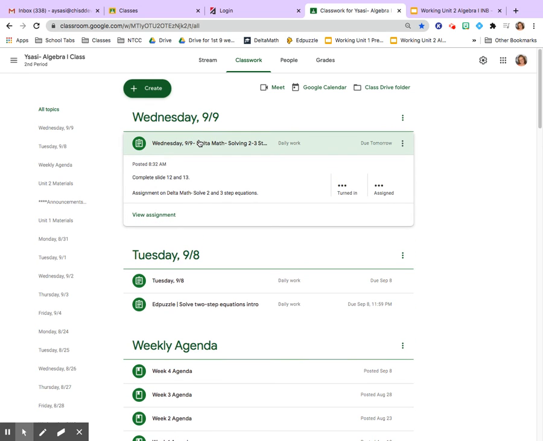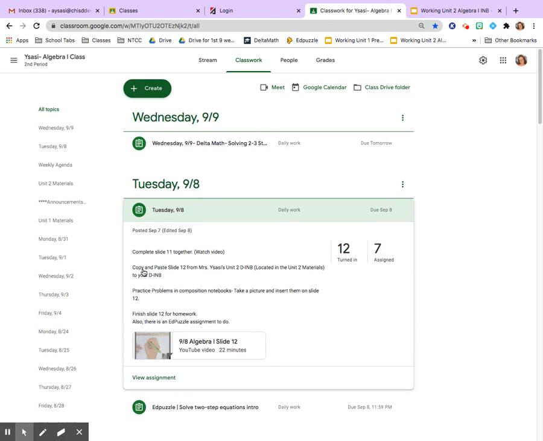Okay, so today we are going to complete slide 12 and 13. Yesterday, you were supposed to finish slide 12 for homework and then do the Edpuzzle assignment. Hopefully you already did the Edpuzzle assignment, got it done. It is already transferred over.